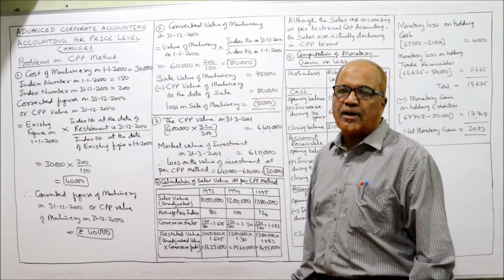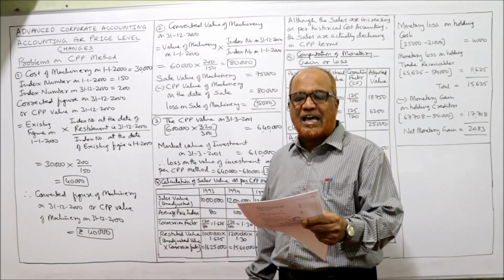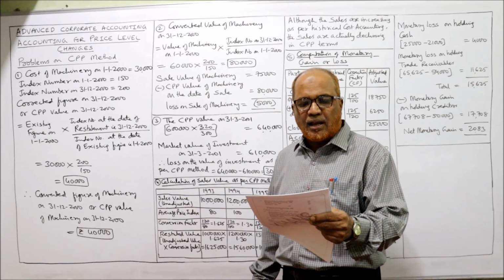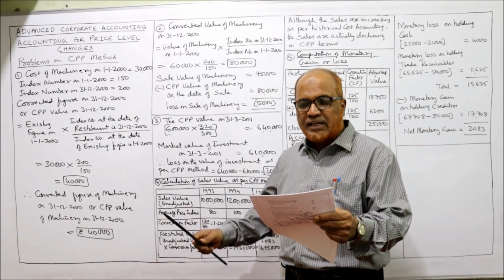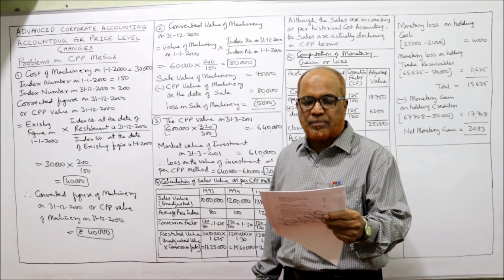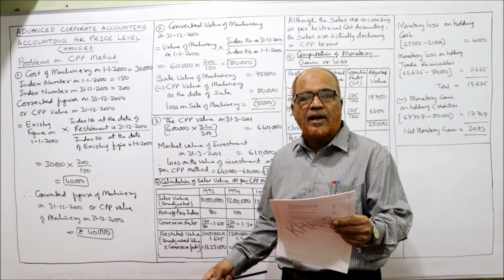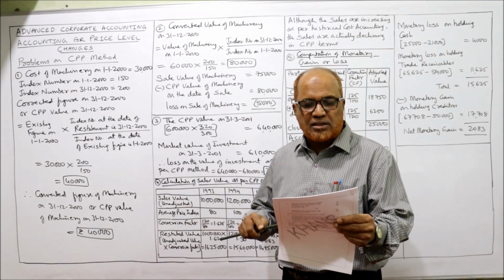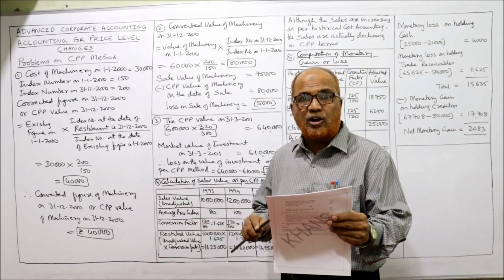That's it. Now, second problem. A company purchased a machinery on 1st January 1995 for a sum of rupees 60,000. The retail price index on that date stood at 150. You are required to restate the value of the machinery according to the CPP method on 31st December 2000, when the price index stood at 300. Exactly similar. 31st December 2000, the end of the period.